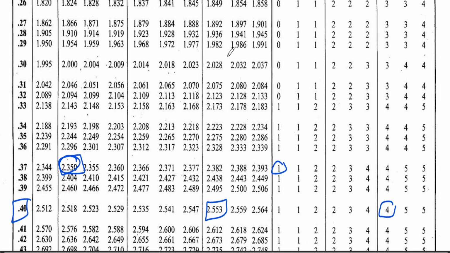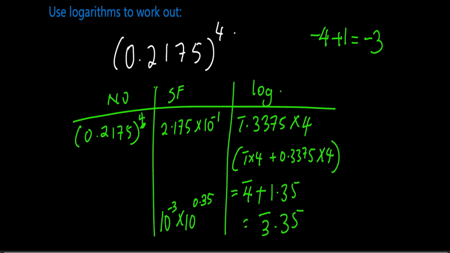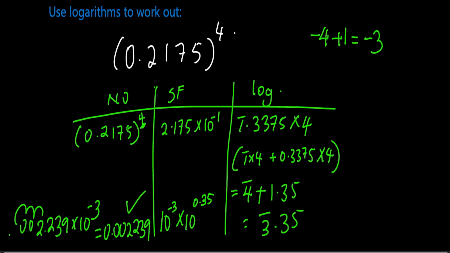Now let's search for the antilog of 0.35. This is 0.35, which is 2.239. So 2.239 times 10 to the power negative 3, and your final answer is going to be 0.00229. So your final answer is 0.00229. So that is your answer.